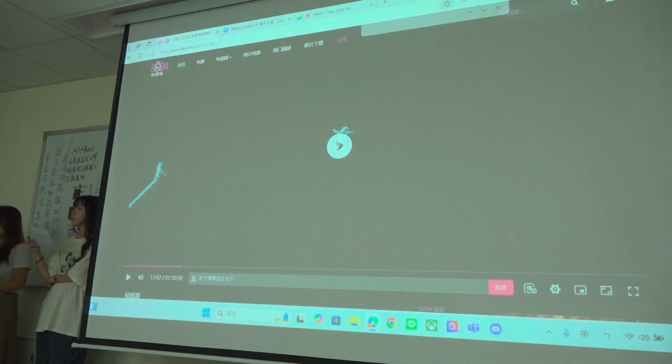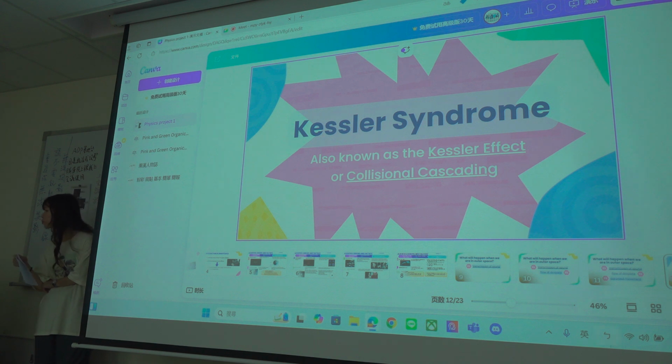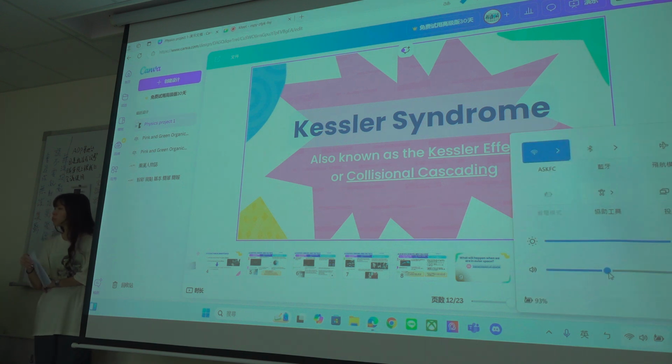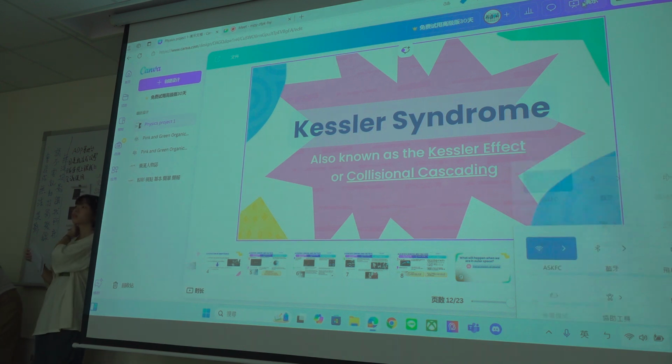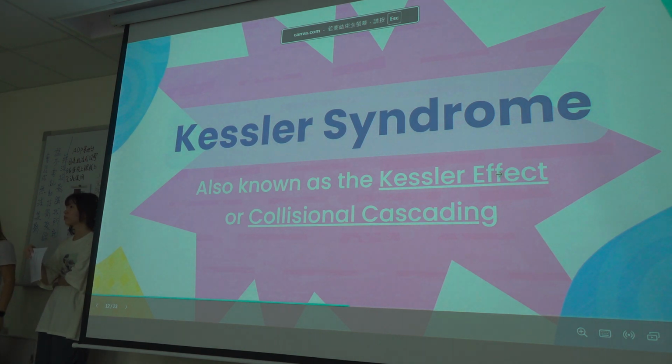Although the movie description is exaggerated, the disaster is shown in the plot is exactly Kessler syndrome, which is currently being closely watched by the astronomical community.